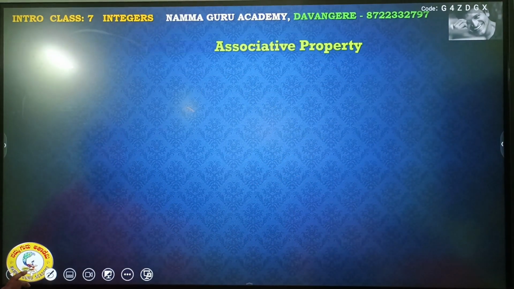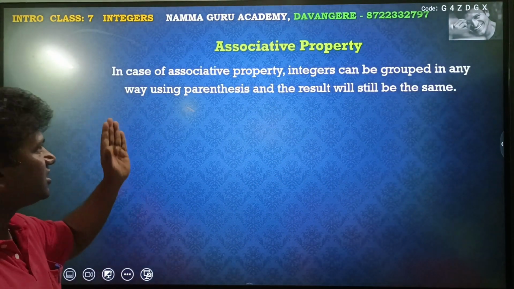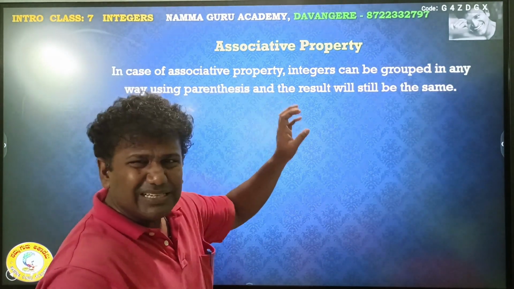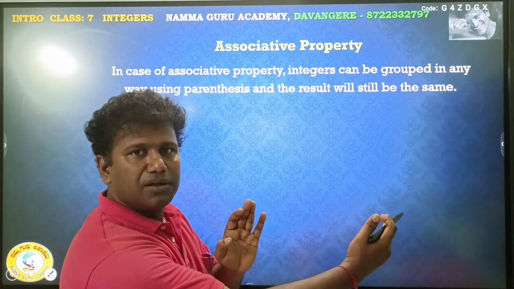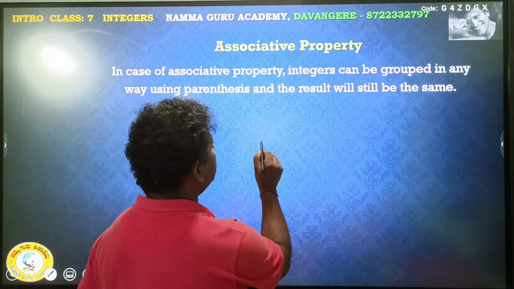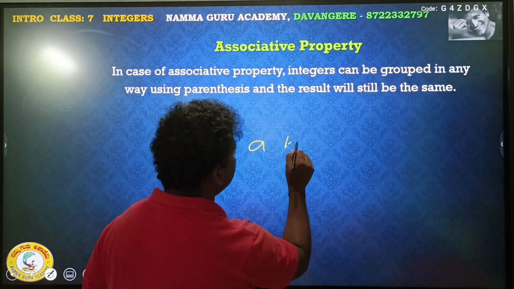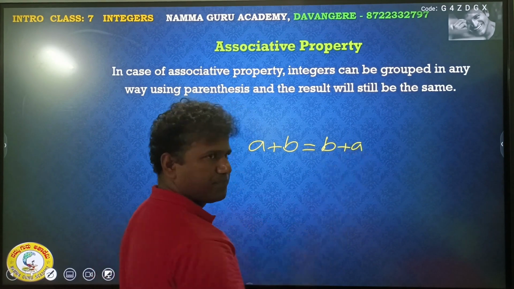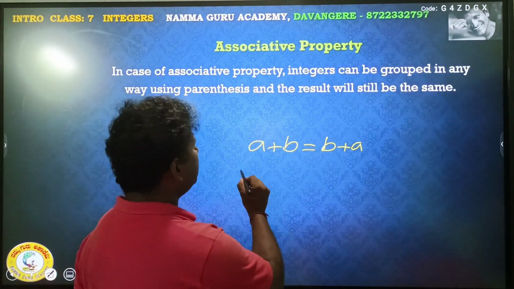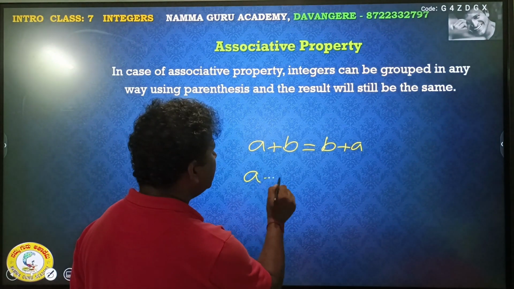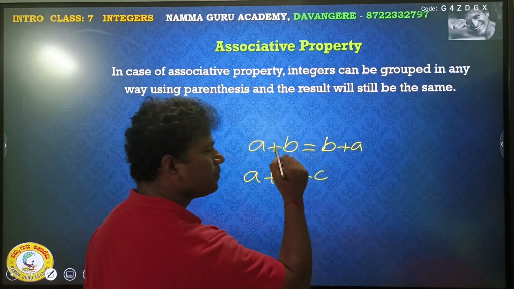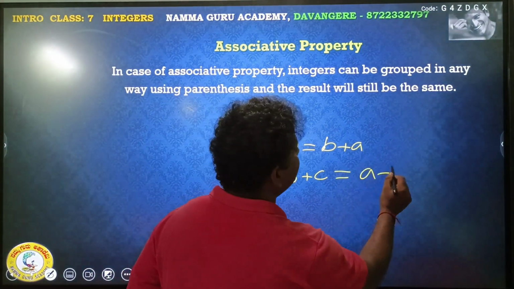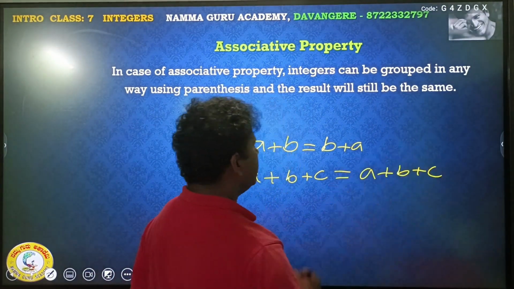The next property we are going to study is the associative property. What is the associative property? It is just the extension of the commutative property. In the commutative property, we use A, B. A plus B can be written as B plus A. But in the associative property, we are going to change it a little bit. Here 3 numbers will come. A plus B plus C.